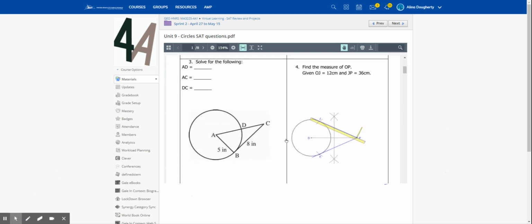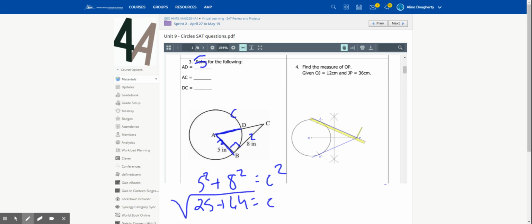So in number 3, solve for the following. Well, what did we just learn? We learned that if BC is tangent, then this is a right angle, which means we can do Pythagorean theorem. We've got even a little bit more information because AD is also a radius, so it's going to be the same as AB. So AD is 5. And then we can do 5 squared plus 8 squared equals c squared. So that's 25 plus 64. And then we're going to take the square root in order to make the square go away.